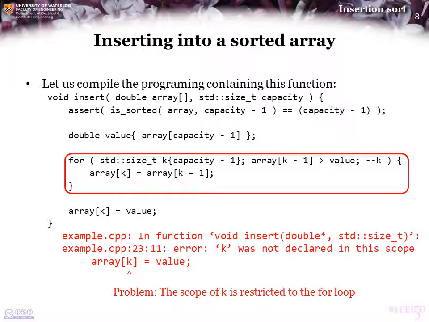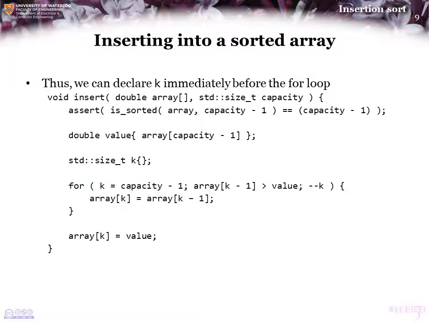You will recall that if a loop variable is declared in the first statement of a for loop, then the scope of that variable is restricted to the loop, including its body. So consequently, the last statement there, where array entry k is assigned value, has k no longer in scope. Okay, not a problem. We can fix this.